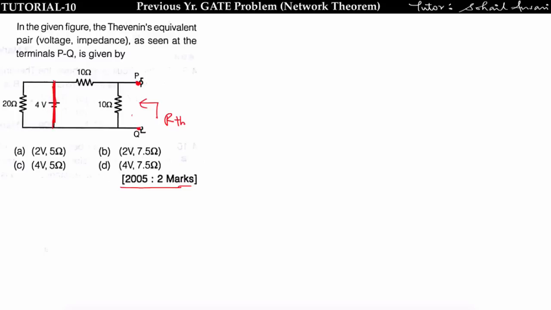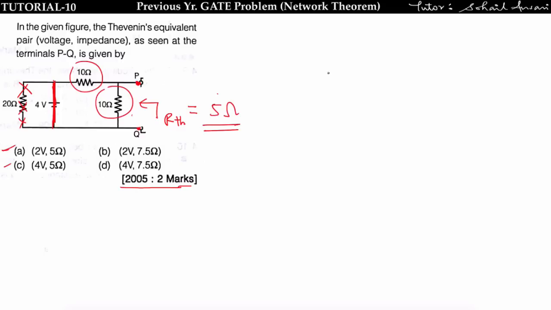Now when you short circuit this voltage source, this resistor is of no use, because the voltage across this resistor will be 0 volt. So RTH is given by this 10 ohm in parallel with 10 ohm, which gives 5 ohm. See, only option A and option C remain.